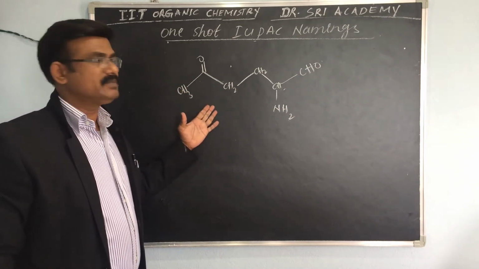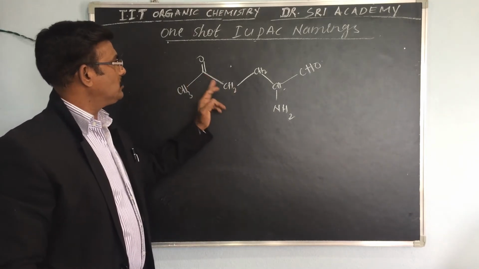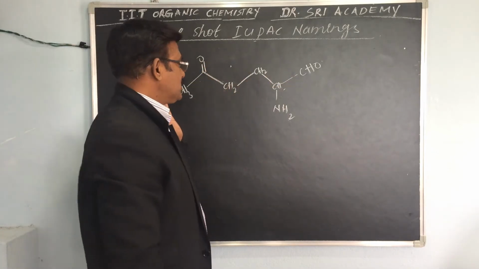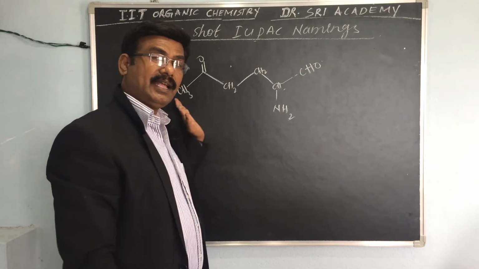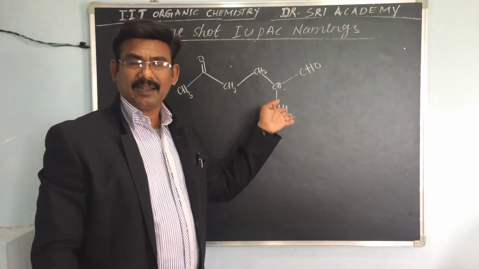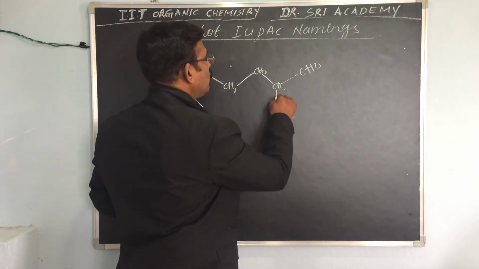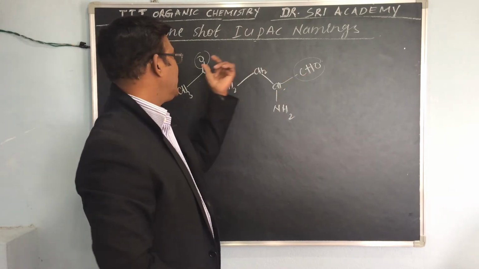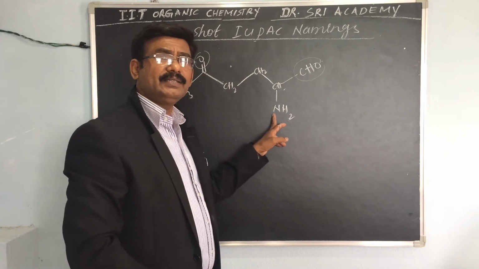Just think of the longest chain. The longest chain is 1, 2, 3, 4, 5, 6. Either from this side or this side you have to give the number. How can you give it? First select the priority among the 1 to 16 groups in the table already given. Here the amine group is there, the aldehyde group is there, and keto. After aldehyde, keto will come. So aldehyde is the first, the second is keto, and the third, last one is the amine group.